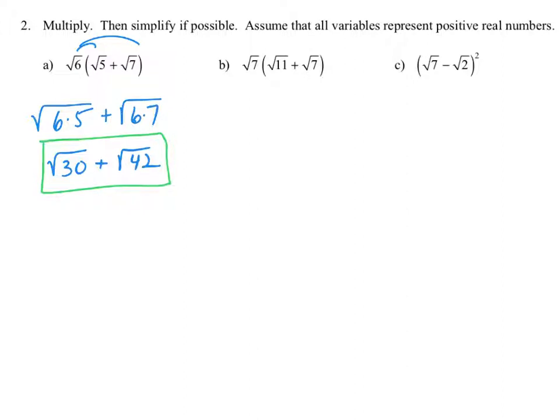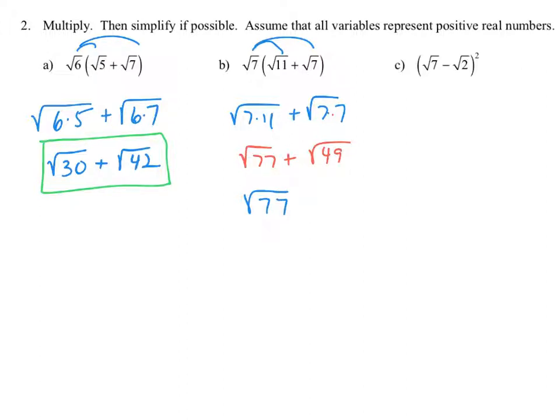Let's do the same thing for B. We're distributing the square root of 7 to the quantity square root of 11 plus the square root of 7. When we multiply, we get the square root of 7 times 11 plus the square root of 7 times 7. And that gives us the square root of 77 plus the square root of 49. Well, the square root of 77 cannot be simplified, so we're going to leave it as the square root of 77. But the square root of 49 can simplify to simply 7. So we have as our final answer the square root of 77 plus 7.